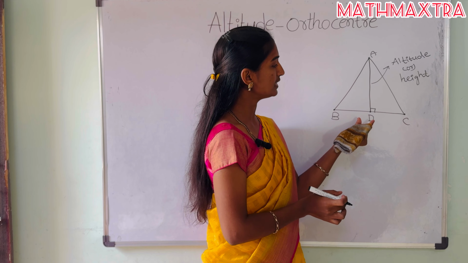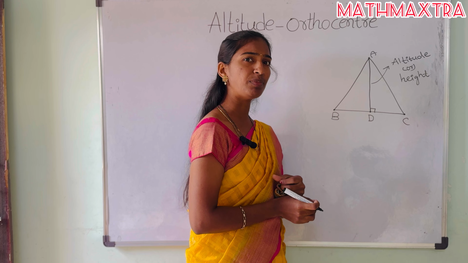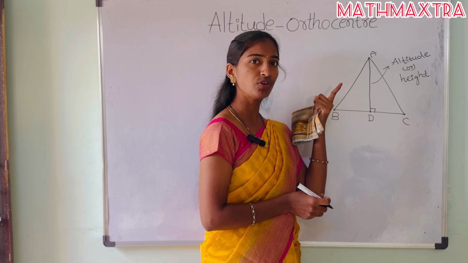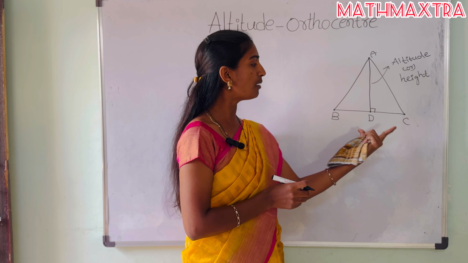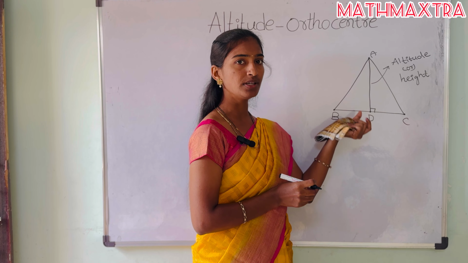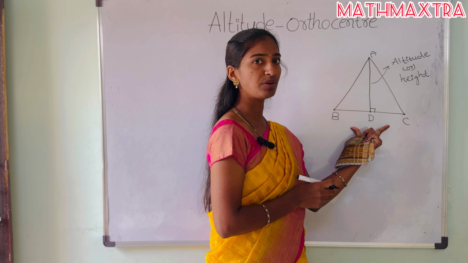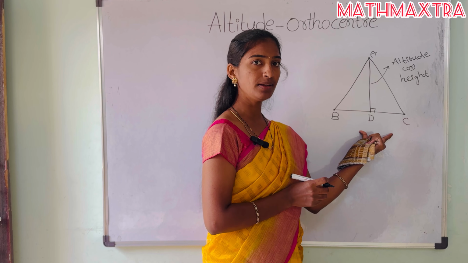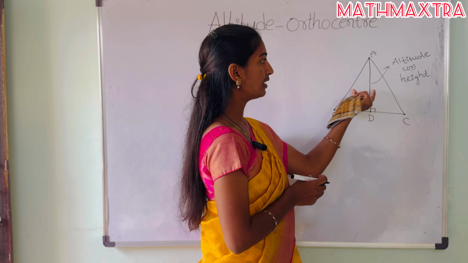Does this altitude need to divide the opposite side into two equal parts? Need not be. In the case of the centroid, what we have seen is that the median should divide the opposite side into two equal parts. But in the case of altitude, it need not. These two parts may be equal, may not be equal. So this is an altitude.